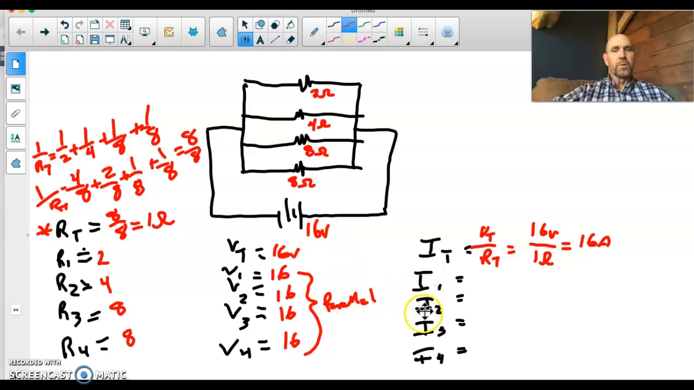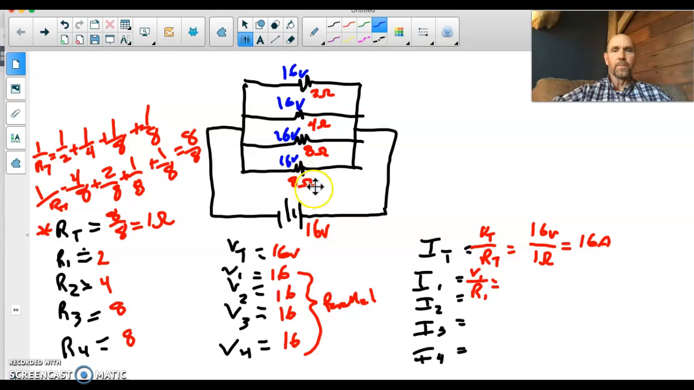And now all we simply do is find out how much current we have in each of the branches. Just like we use V over R for total, we're going to use V1 over R1 for the current in branch 1. Well, we know each of these. We know this is 16 volts, 16 volts, 16 volts, right?